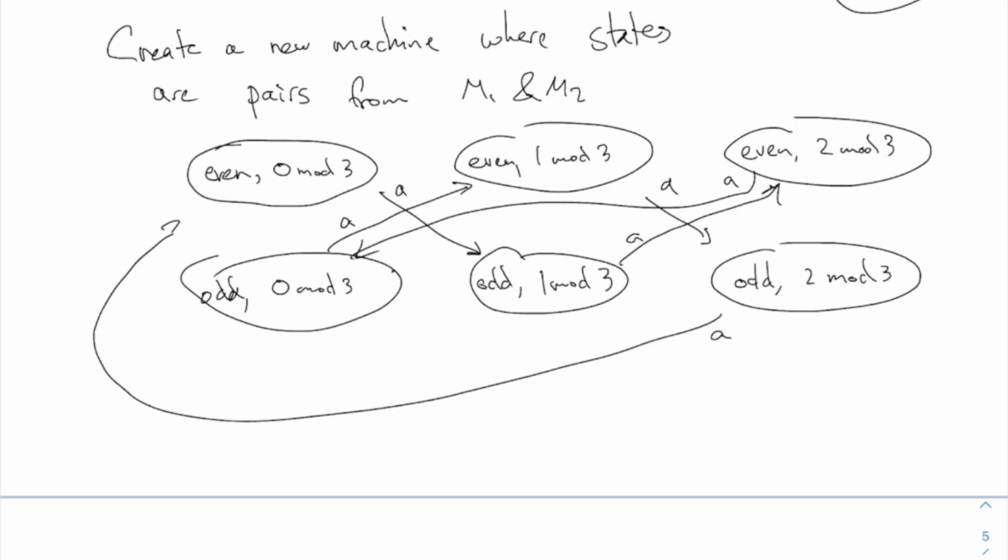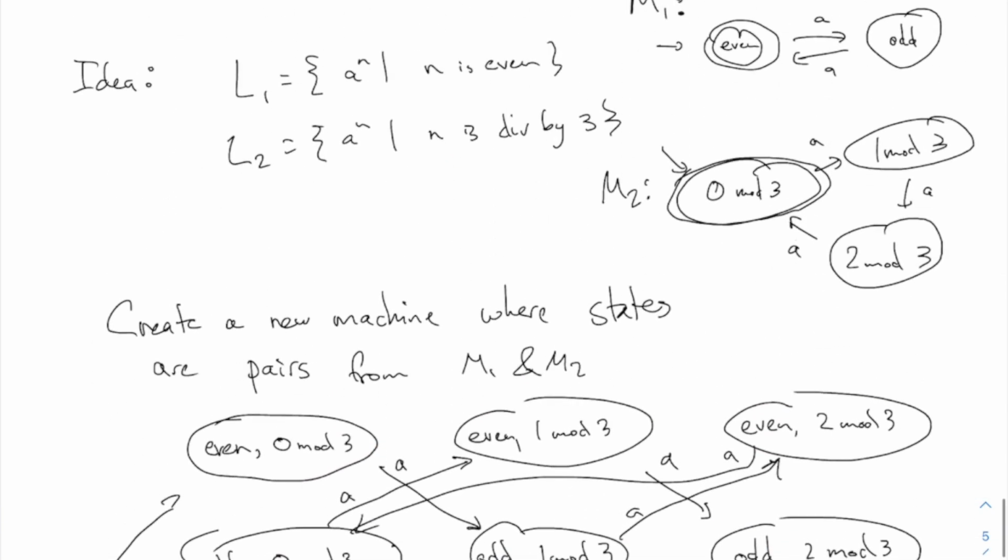All right. Now we should say this is not quite done. We should say where is the starting state? Well, where you start here just depends on where you started in these 2 things. I start in even and I start in 0 mod 3. That's right here. So I start in this state, which corresponds to the pair of the two starting states. So that's my starting state.